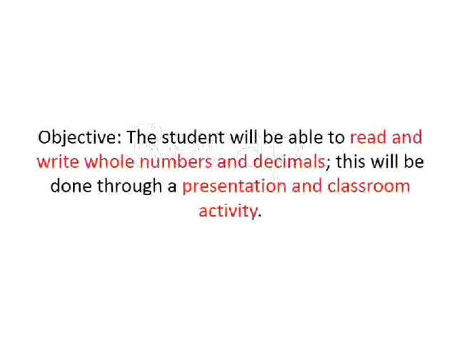The word "and" is important too. So it would be 56 and 7 tenths. It's not 56 7 tenths. It's 56 and 7 tenths. So "and" is very important. So let's go back over our objective. The objective is the student will be able to read and write whole numbers and decimals. This will be done through a presentation and classroom activity.